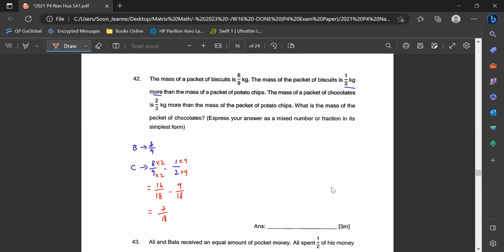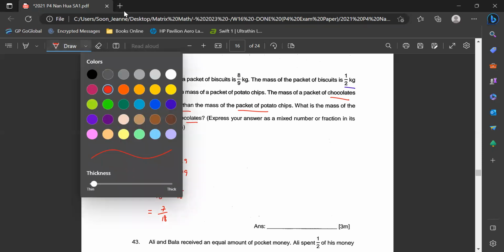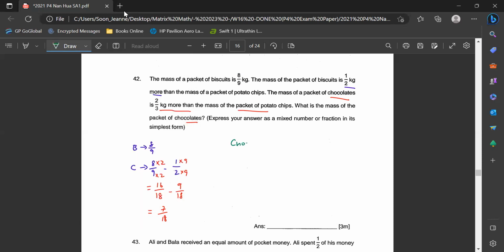Okay, but then now the sentence tells me that the mass of the chocolate is 2/3 kg more than the mass of the potato chips. So I want to find chocolates. So it says chocolates is 2/3 kg more than potato chips. So I need to take the fraction of the potato chips to add with the 2/3. So chocolate, I write CHOC, okay? So this is 2/3 more than chips. So I'm going to take 7 over 18 plus 2/3.